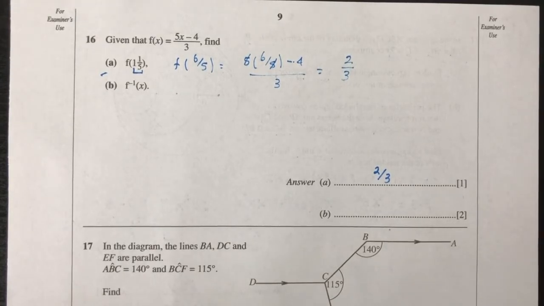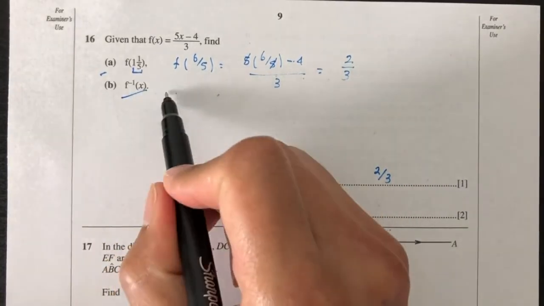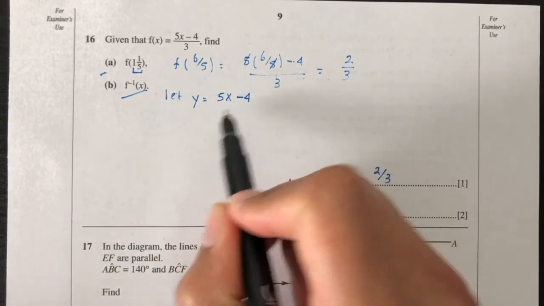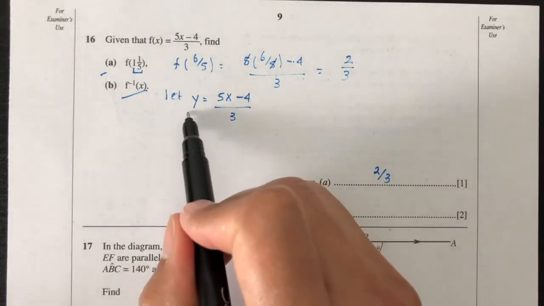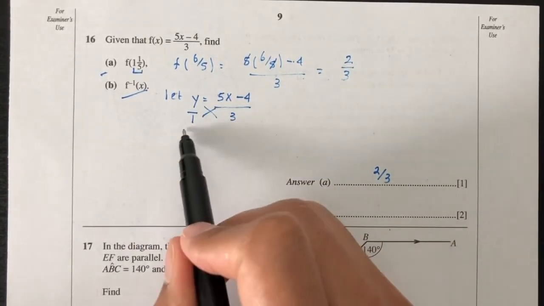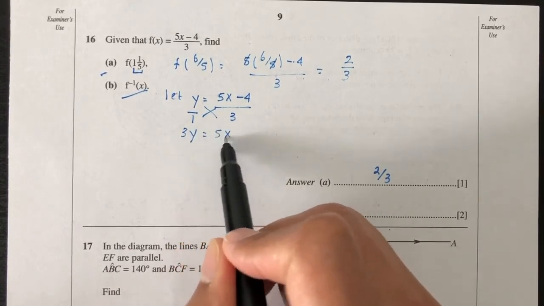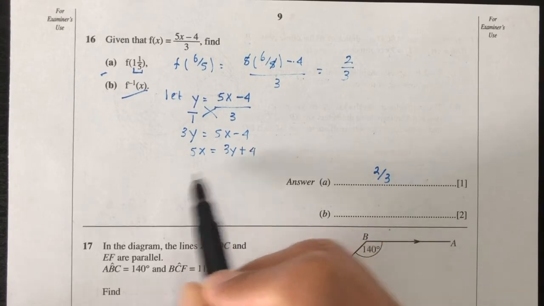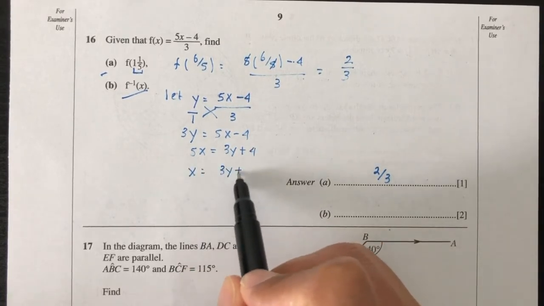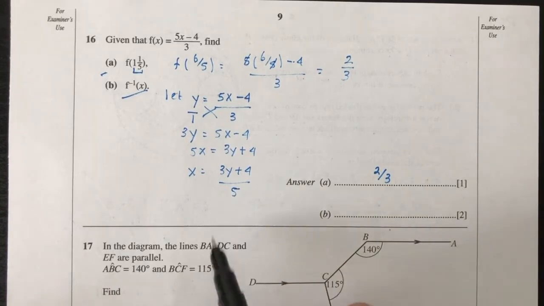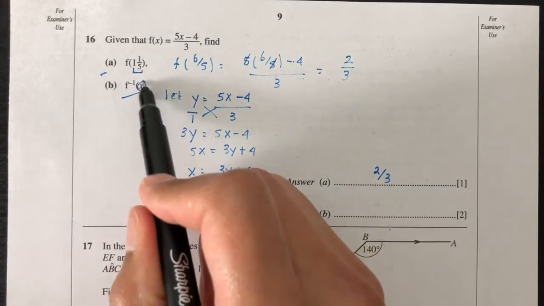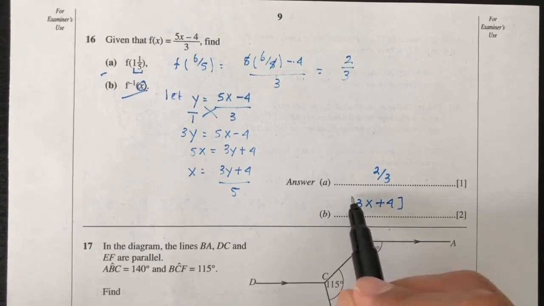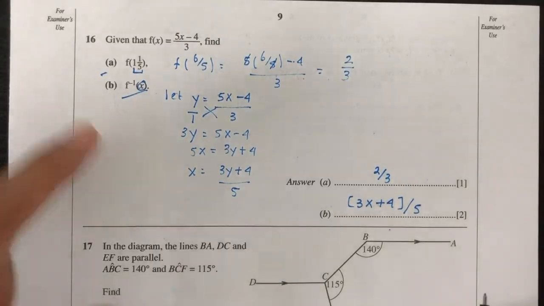So now part B, find the inverse function. So pretty easy. We always let y equal to f of x, which is 5x minus 4 over 3. Then we have to make x the subject of the formula. So we cross multiply. You have 3y equal to 5x minus 4, so 5x equal to 3y plus 4. X becomes 3y plus 4, divided by 5. So f inverse of x is in terms of x, so we convert y to x, so it will become 3x plus 4 over 5. That will be your answer for part B.